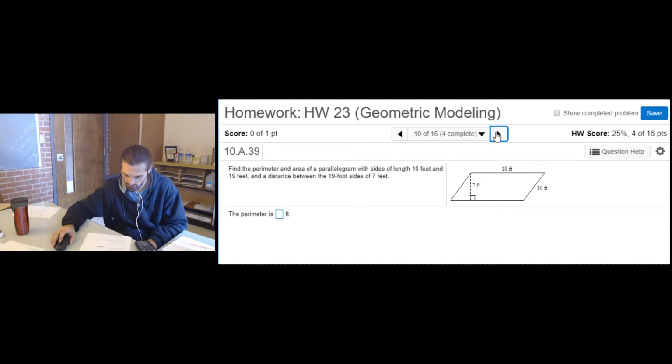10, yay, find the perimeter and area of a parallelogram with sides of 7 feet and 10 feet, and a distance between the 10-foot sides of 4 feet. Okay, or in this case, maybe I should stop reading off my paper and read off of what you guys are looking at. Find the perimeter and area of the parallelogram with sides of length 10 and 19 feet, and a distance between the 19-foot sides of 7 feet. So this picture.